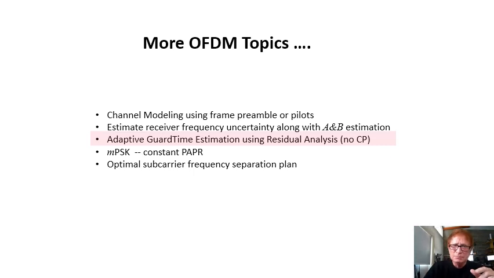OFDM's guard time must be added even when we do not expect multipath. A better approach is to adaptively detect the presence of multipath during symbol processing and adaptively extend the symbol time based upon the detected multipath. This model identification capability is well understood with modern estimation applications and can be used for this adaptive guard time purpose.